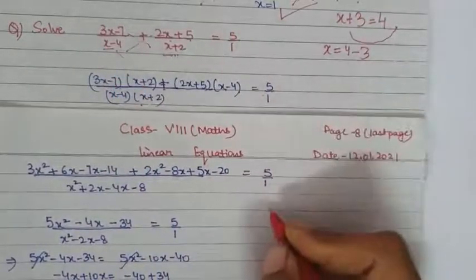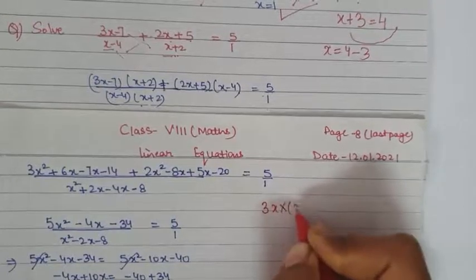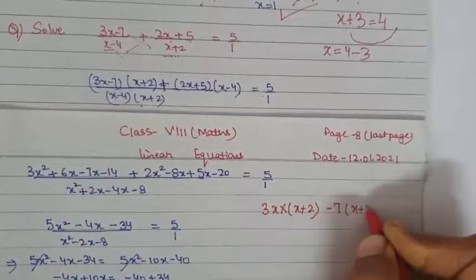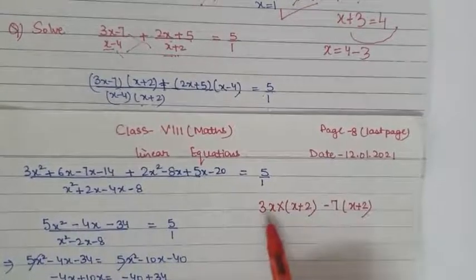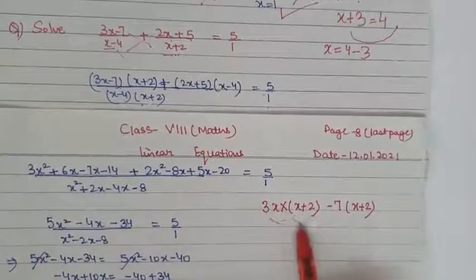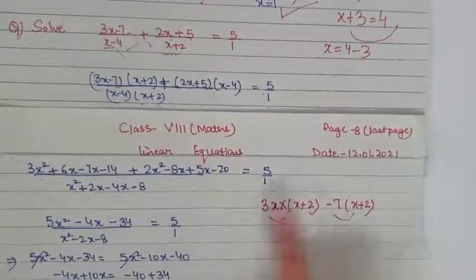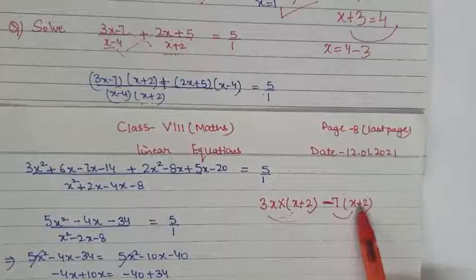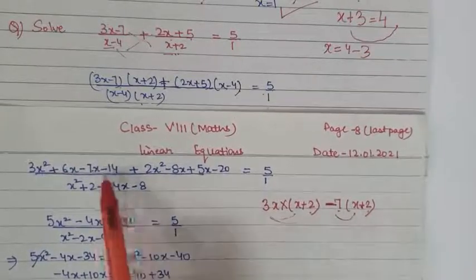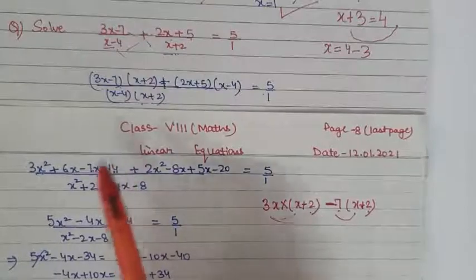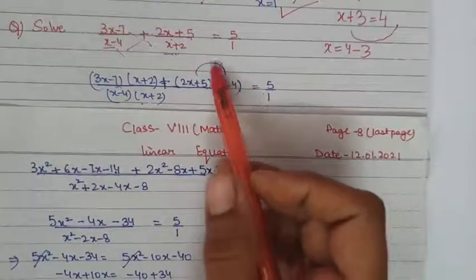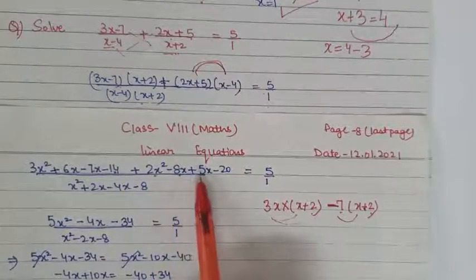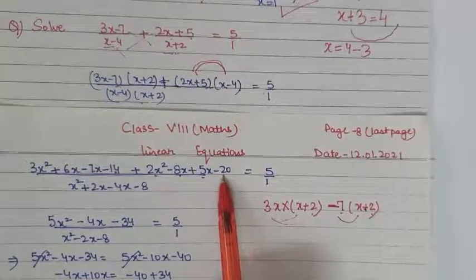Now see, multiplying these two brackets. First of all, 3x will multiply with x plus 2. Then minus 7 will multiply with x plus 2. What we get? 3x square plus 6x minus 7x. Now minus sign is outside the bracket. Internal sign will get changed. 7 into 2, 14. In the similar way, we will multiply these two brackets and we get 2x square minus 8x plus 5x minus 20.